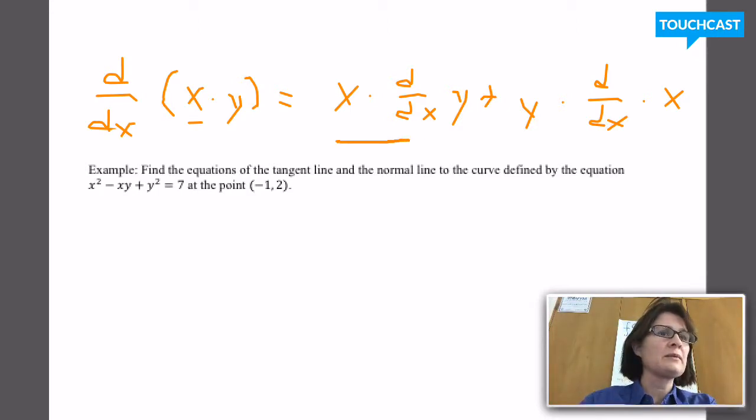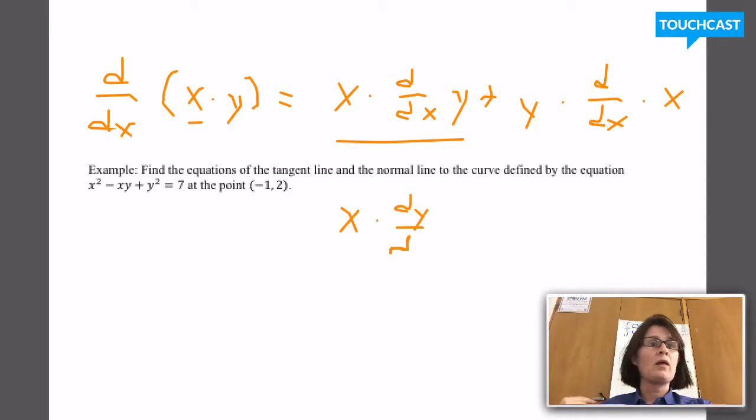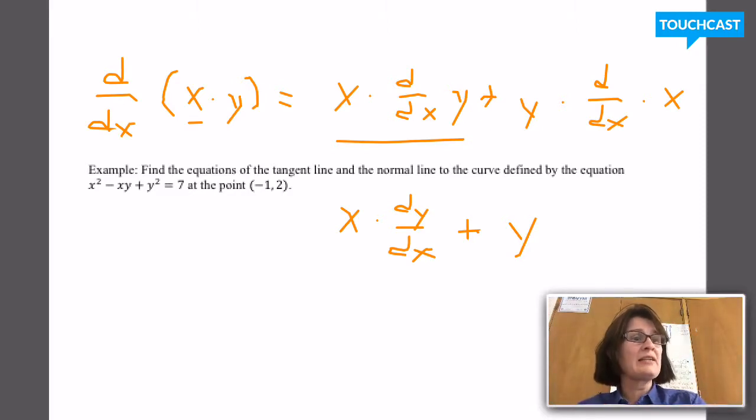Here I'm going to simplify this part. x times the derivative with respect to x of y is just x dy dx. And then here, plus y times the derivative with respect to x of x. Well, the derivative with respect to x of x is just 1. So you're going to see in the next example, when I take the derivative of x times y with respect to x, I'm going to get x dy dx plus y as the result.